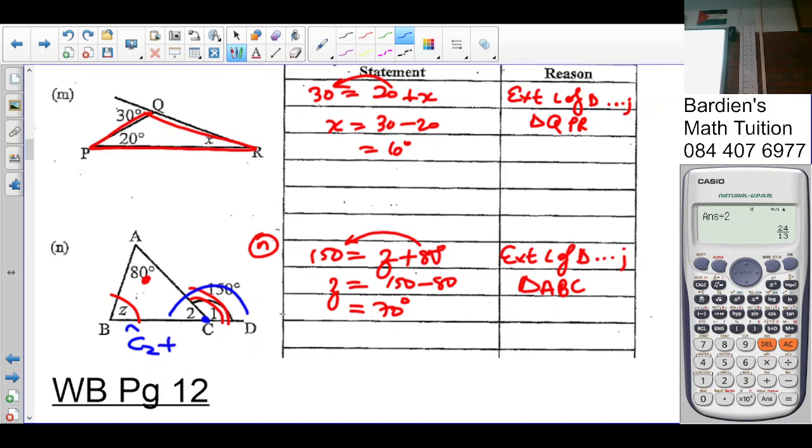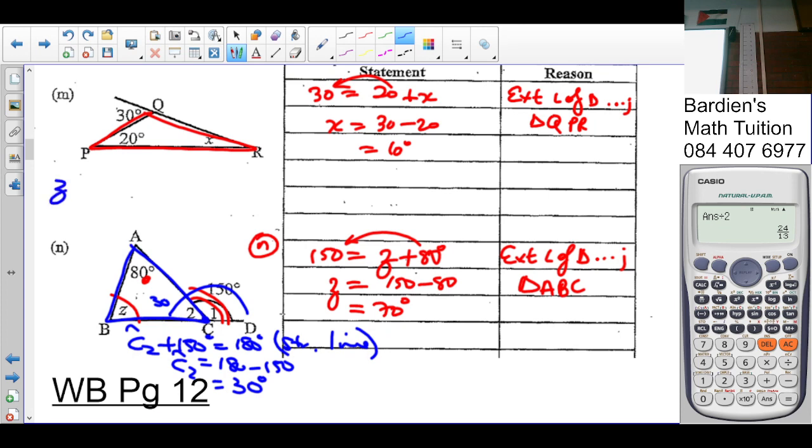C2 plus 150 is equal to 180. Why? Because the angles are on a straight line. So angle C2 is equal to 180 minus 150, which is 30 degrees. So she got 30 degrees. Then what did you do? And then I said Z plus 30 plus 80. So then you say Z plus 30 plus 80 equals 180.